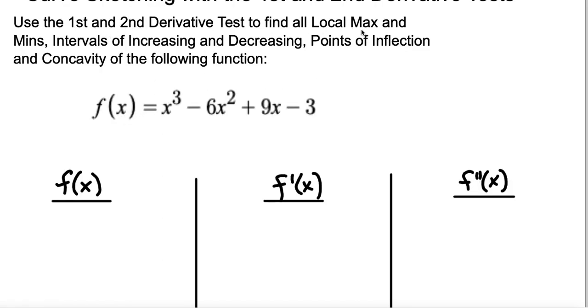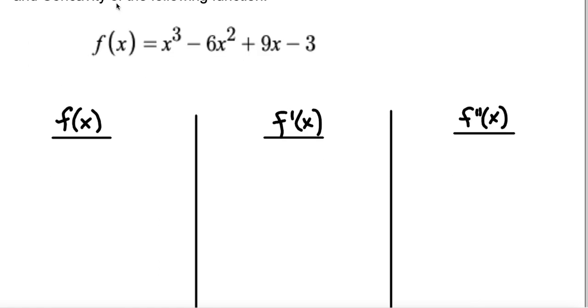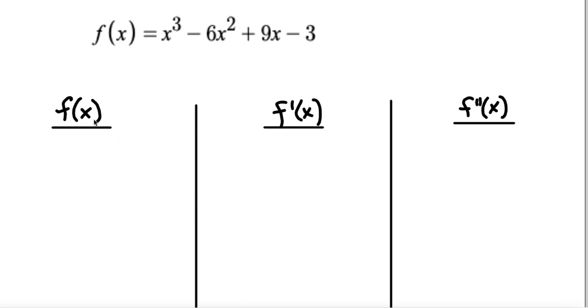Because remember, the first derivative test is going to give me my maxes and mins, then my intervals of increasing and decreasing, and then the second derivative will give me any points of inflection and where the graph is concave up and concave down. All right, and at the end of this, I'm going to go ahead and graph it.